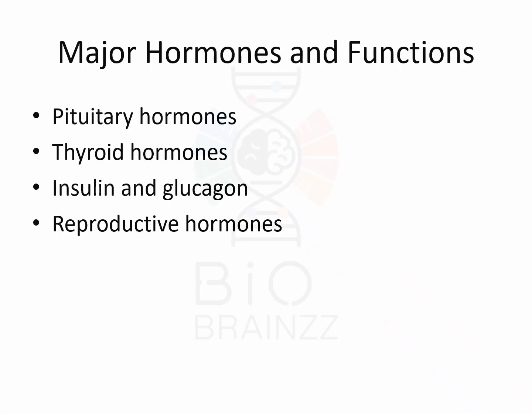Major hormones and functions. Different hormones control specific physiological activities. The pituitary gland, often called the master gland, secretes hormones that regulate other endocrine glands. The thyroid gland produces hormones that control metabolism, while the pancreas secretes insulin and glucagon to regulate blood glucose levels. Reproductive hormones such as estrogen and testosterone play a key role in sexual development and reproduction.